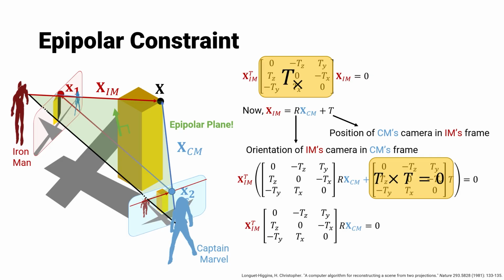This equation is super important because it relates the laser pointer of Iron Man and the laser pointer of Captain Marvel through the translation and rotation quantities between them, which means that it somehow encodes the three-dimensional information of the scene in this one beautiful equation. And this equation is so important that it was published in Nature, which is one of the highest journals across fields of computer vision, robotics, and other fields. So this equation has a name.